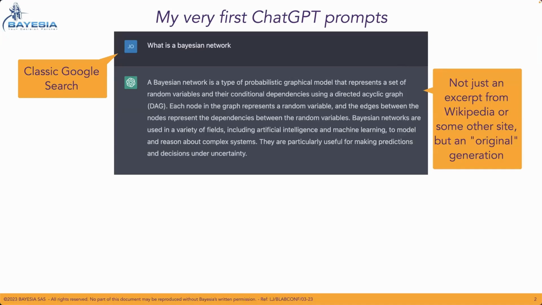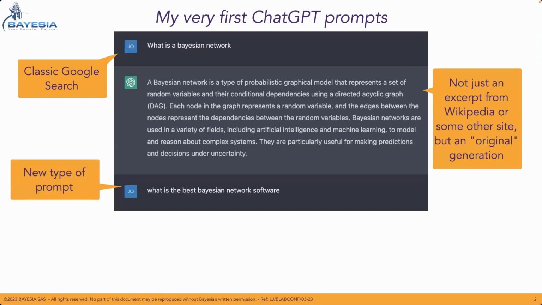And I thought, wow, I don't know how many articles we have written about Bayesian networks, and you are always trying to find a way to describe what is a Bayesian network, and you did that 20 times, and you always try not to repeat yourself, and this one was original. It's not just an excerpt from Wikipedia or another website, so it's really something that had been synthesized. So I was really impressed with that.